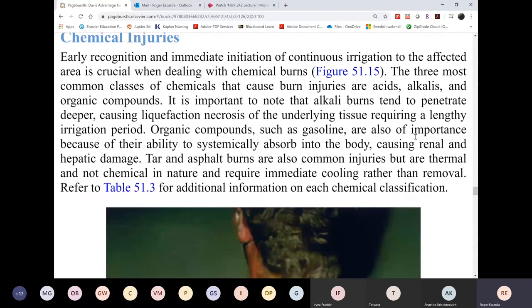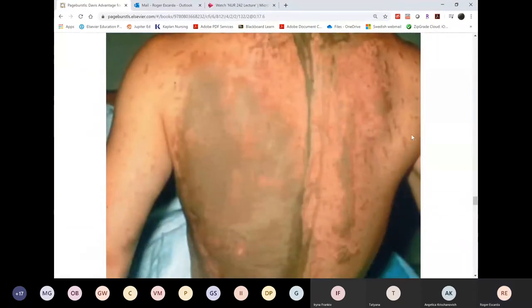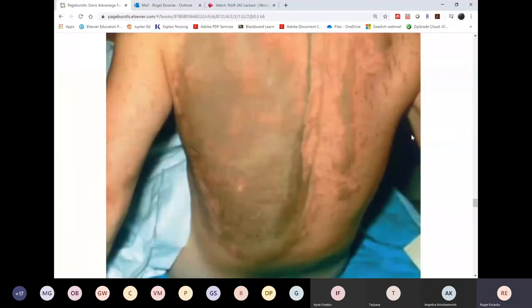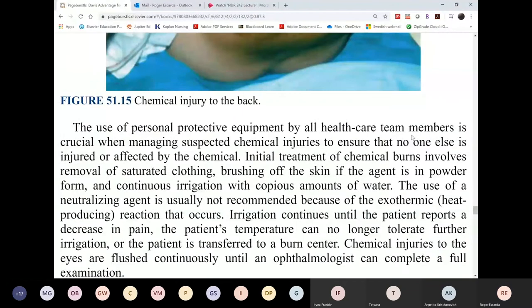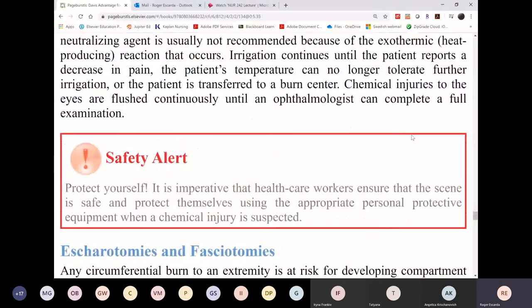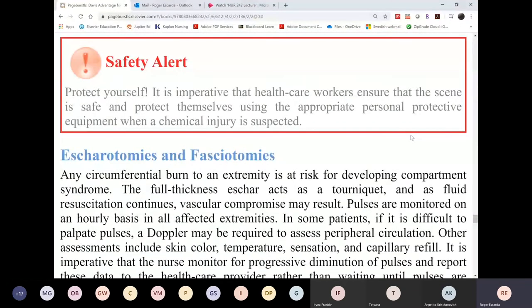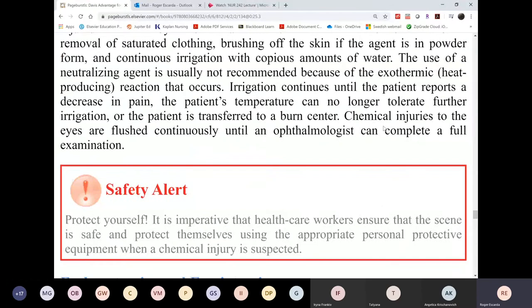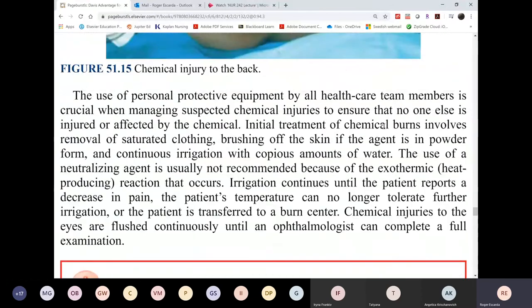Chemical injuries. So here is an example. So we don't know if this is an acid burn or an alkali burn. The important thing here is to, while caring for the patient, protect yourself from exposure. Make sure you have PPE, especially gloves and gown, so that you don't get burned yourself. I won't test you about the antidote because we don't know what the antidote is, and neither is it mentioned here.